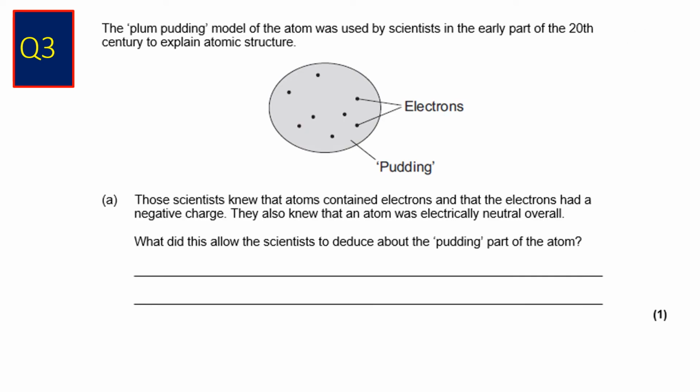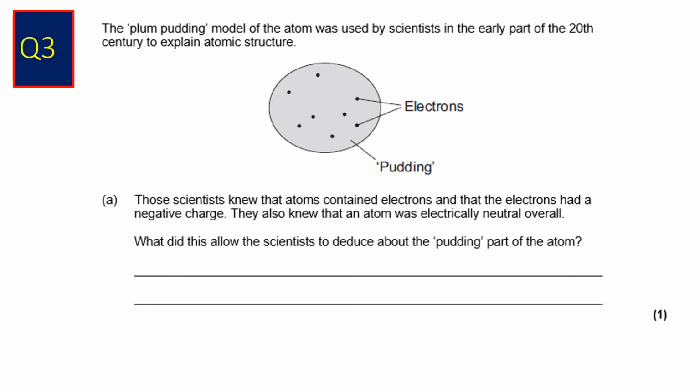Question 3. The plum pudding model of the atom was used by scientists in the early part of the 20th century to explain atomic structure. And we've got a diagram here which shows that big positive pudding ball which has got the negative electrons dotted randomly throughout.